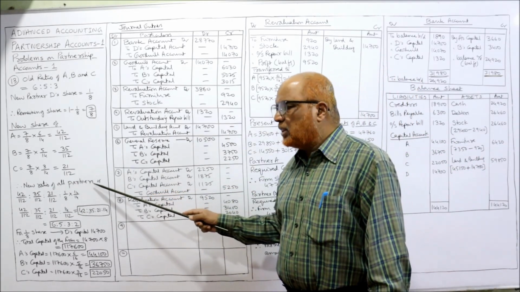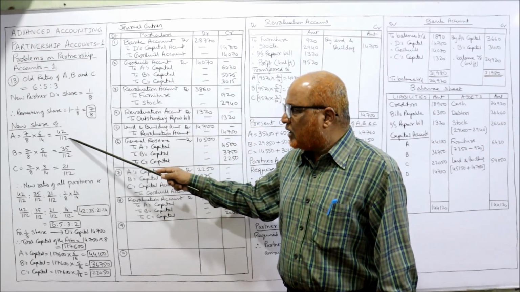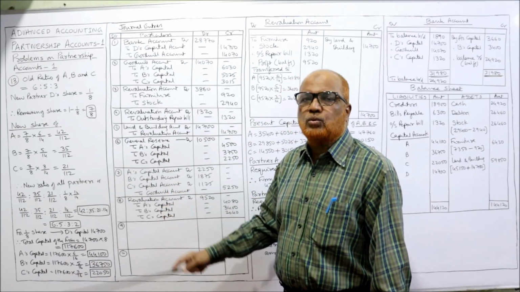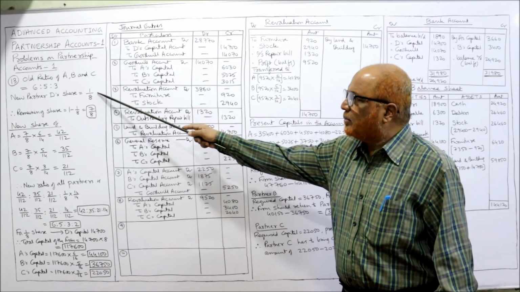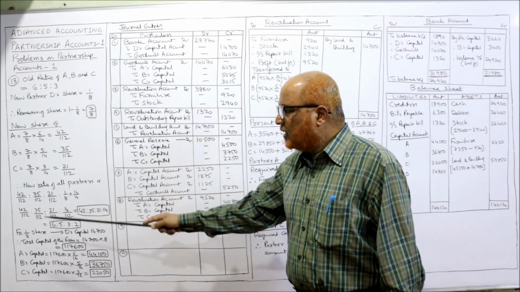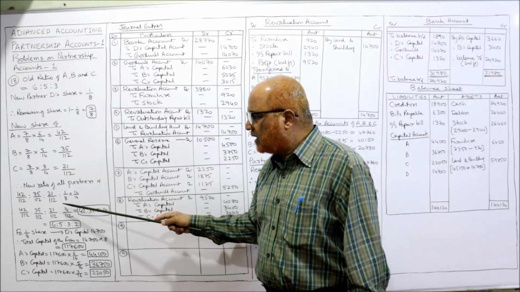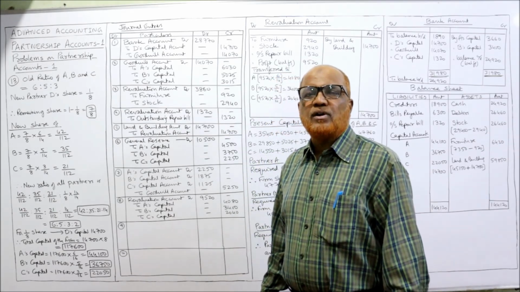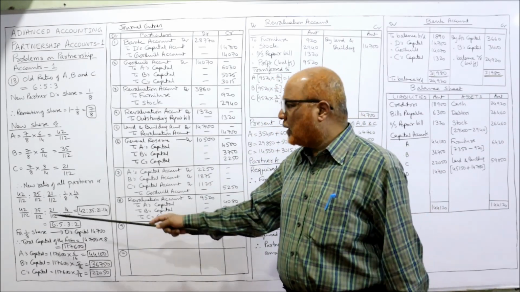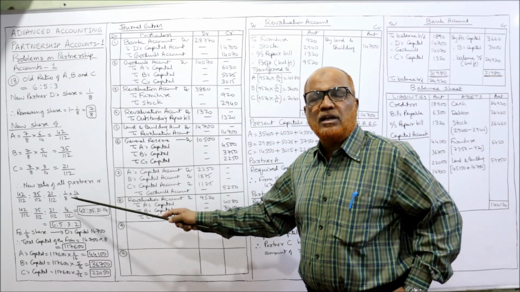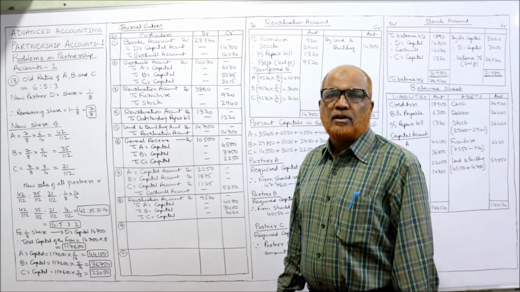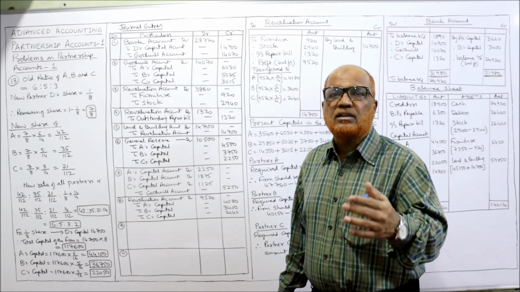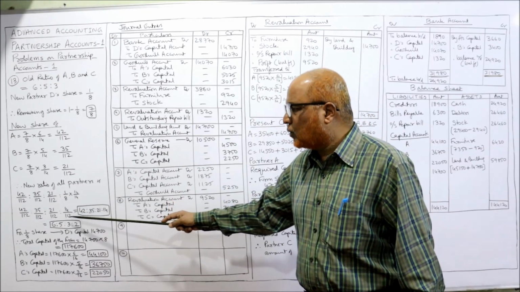So the new ratio of all the partners will be 42/112 is to 35/112 is to 21/112 is to... What is D's share? 1/8. Here the denominator is 112, 112, 112, but here the denominator is 8 only. So we should convert it into 112. How many times do we have to multiply 8 to get 112? 14 times. 14 into 8 will be 112. So multiply the numerator and denominator by 14. So we can convert that 1/8 into 14/112.